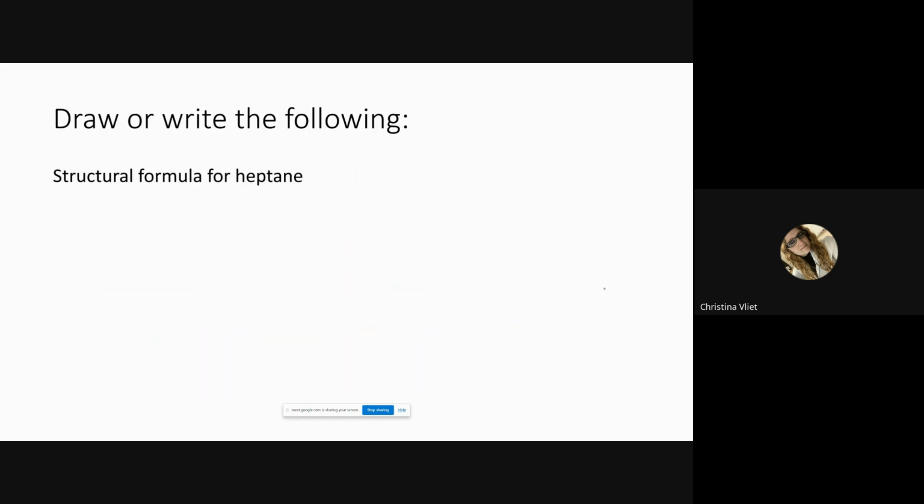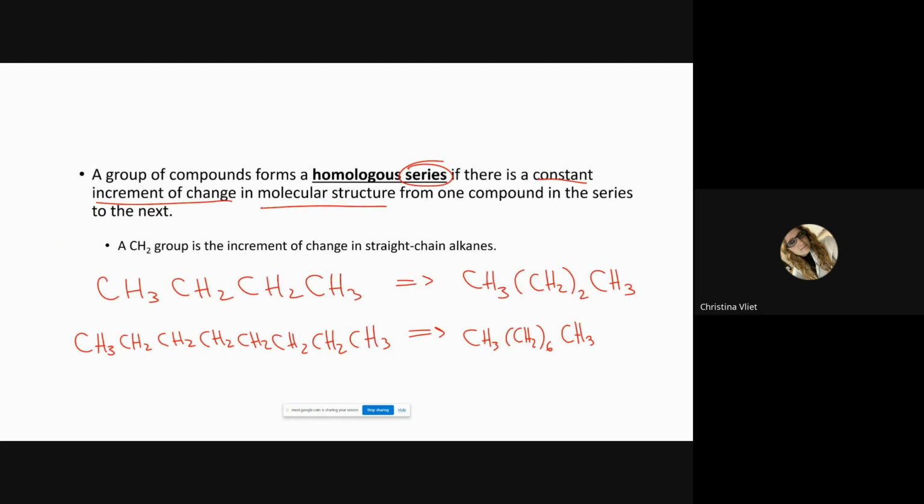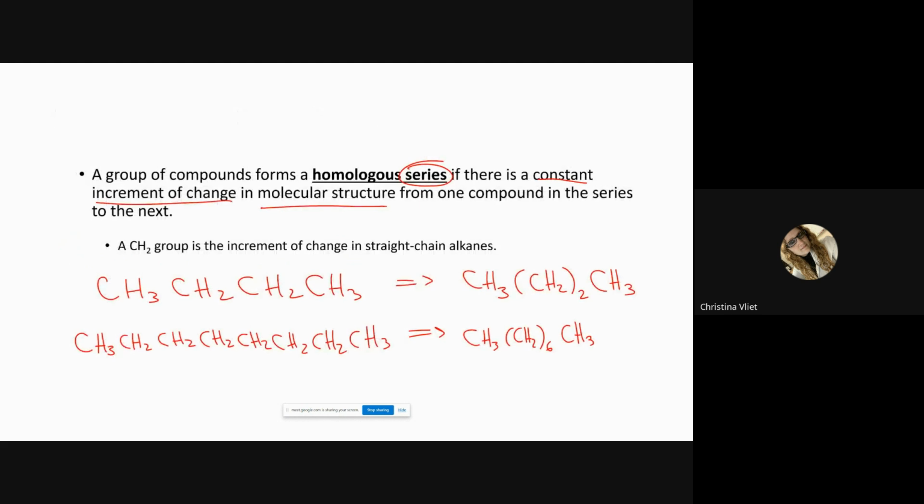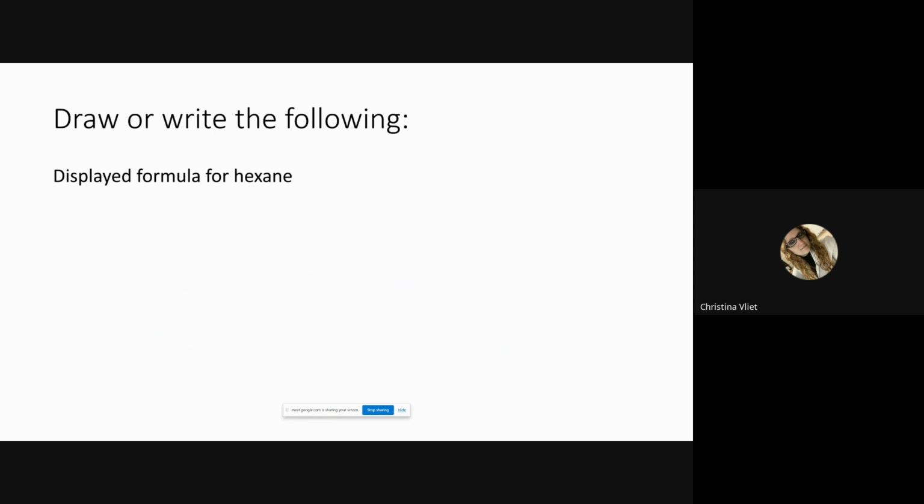All right, so let's see if you've got an idea of what you'll be asked here. What is the displayed formula for hexane? Can you get a picture? What is the displayed formula for hexane? So you're going to be asked, given the name, you're going to have to draw it. Well, you have enough information here to figure out how to draw this. You've got to know the prefix hex. Oh, what does that mean? Hex means 6.